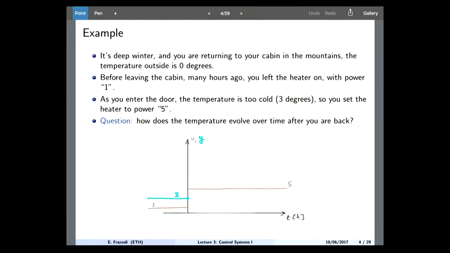Have you ever done that? Ever stepped into a cold house and switched on the heater? What happens?